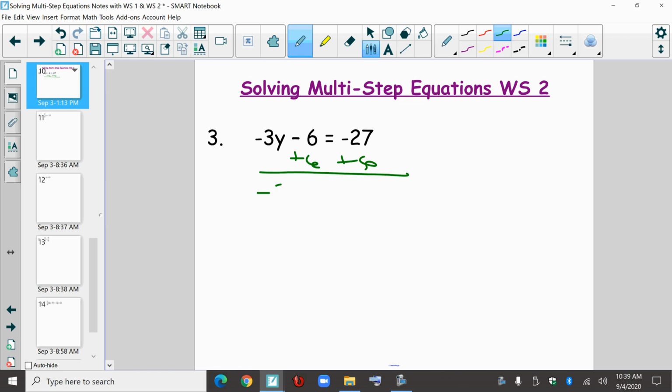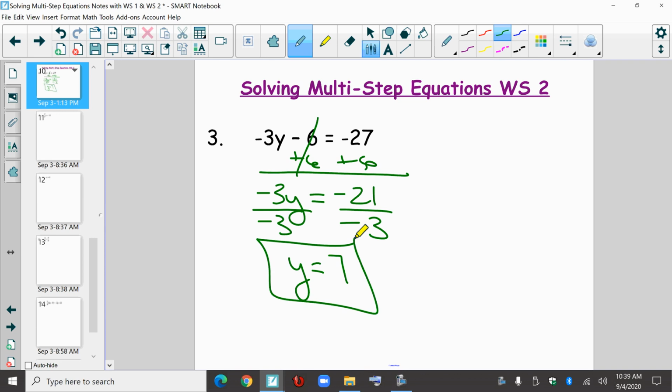So working from left to right, drop down the minus 3y. The 6's cancel out, and I'm left with negative 21. The negative 3 is attached to the y by multiplication, so we're going to divide both sides by negative 3. So y is equal to 21 divided by 3, which is going to be a positive 7. Number 3 is done.